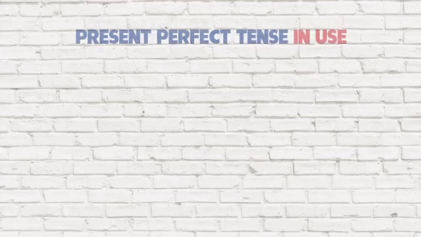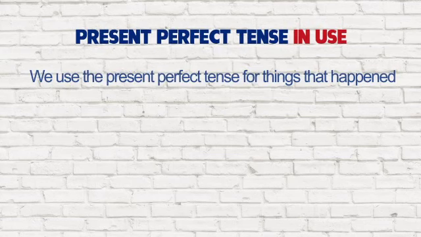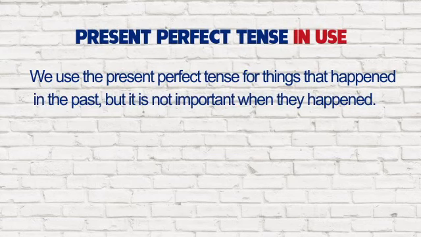Let's have a look at the present perfect tense in use. We use the present perfect tense for things that happened in the past, but it's not important when they happened.